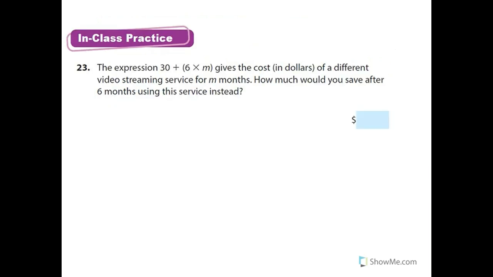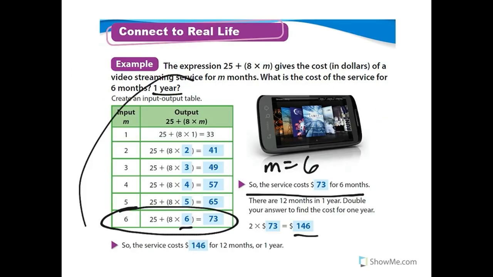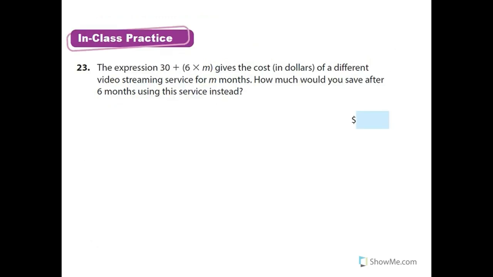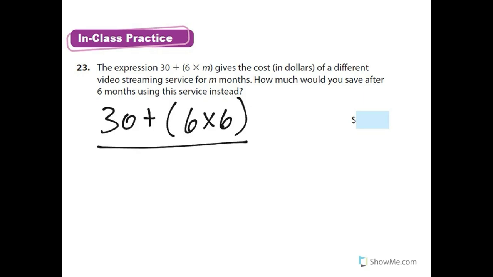The expression 30 plus 6 times M gives the cost in dollars of a different video streaming service for M months. How much would you save after 6 months after using this service instead? Alright, so you're going to need this information here, right? So we know that it costs $73 there. We need to find out the service for 6 months here. 30 plus 6 times 6. Alright, go ahead and find that. Subtract it from the $73 to see how much you would save. Go ahead and do that and we'll go over it.